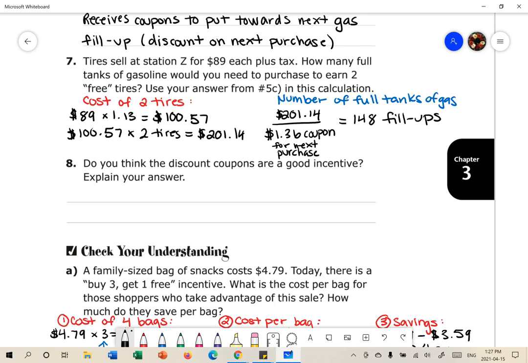In question 8, do you think that discount coupons are a good incentive? Well, 148 fill-ups is a lot of gas. So you need to pay for 148 fill-ups worth of gas in order to get these tires. So you're spending a lot of money at this gas station in order to get these 2 free tires. So personally, I don't think it's a good discount.